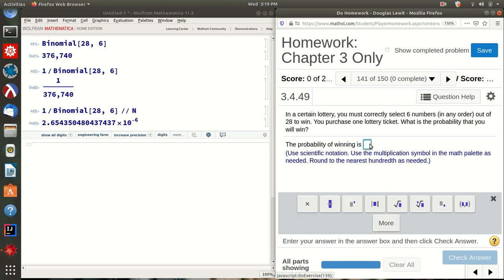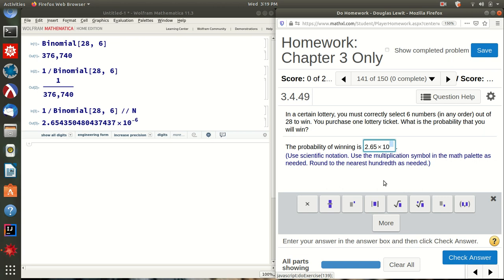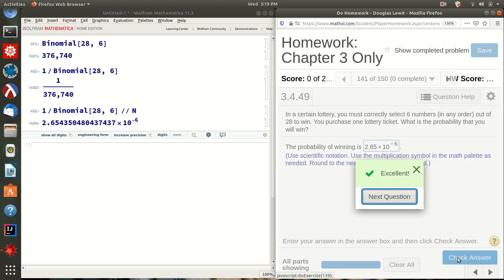So that's going to be 2.65 times 10 to the power of -6. And Pearson agrees and says the answer is correct, okay? So hopefully that was easy for everybody. So next question.